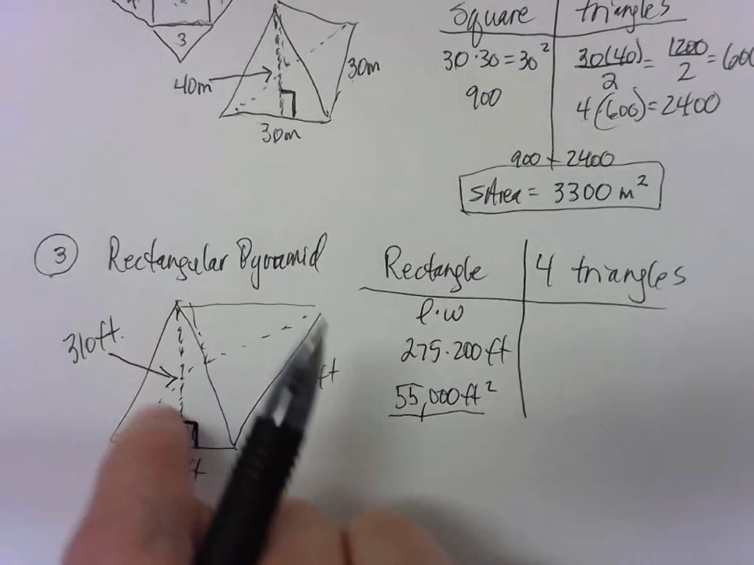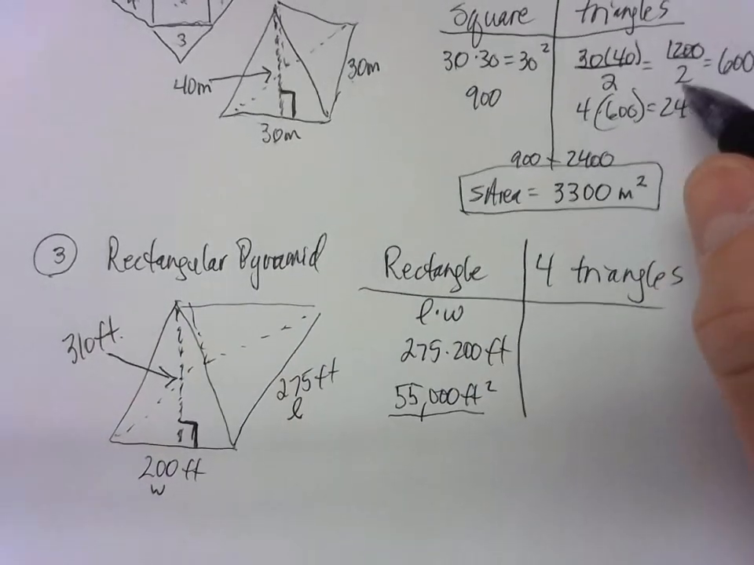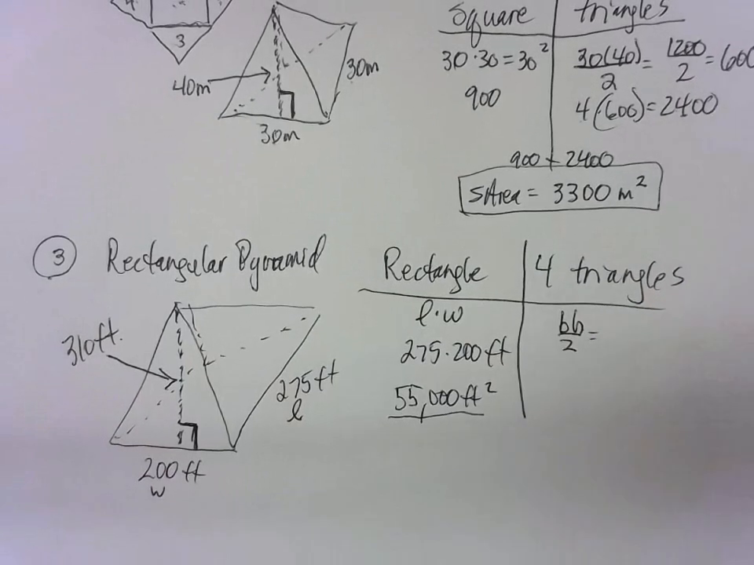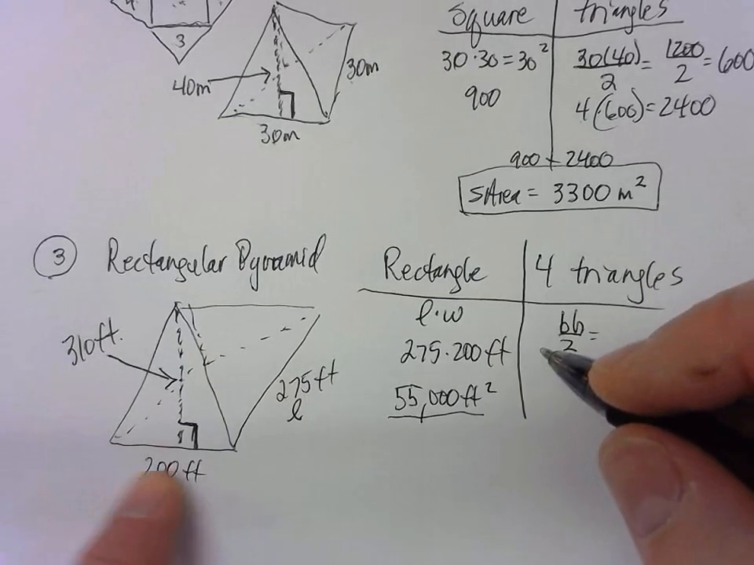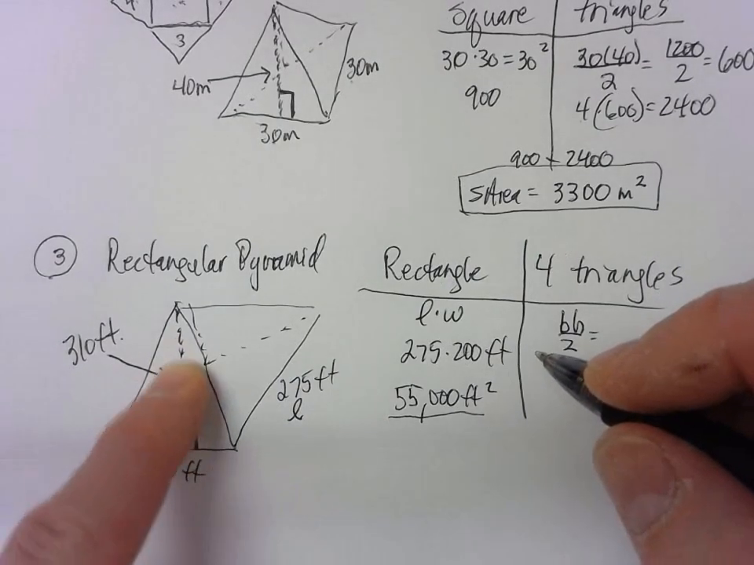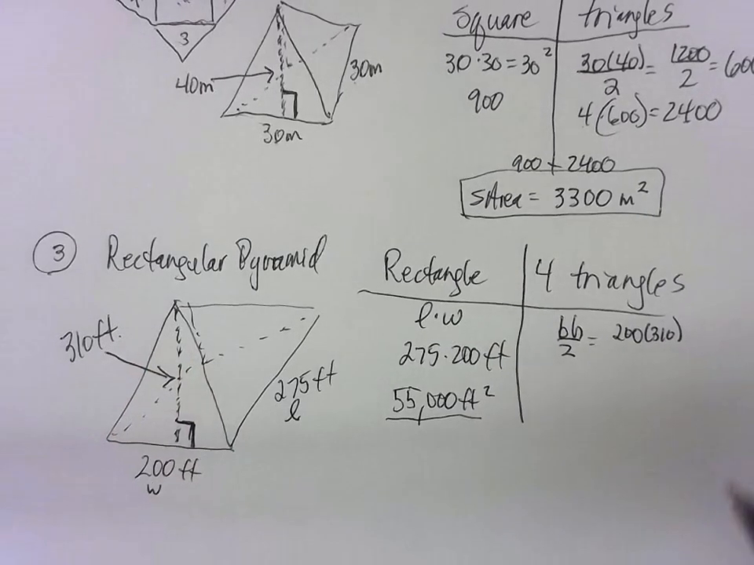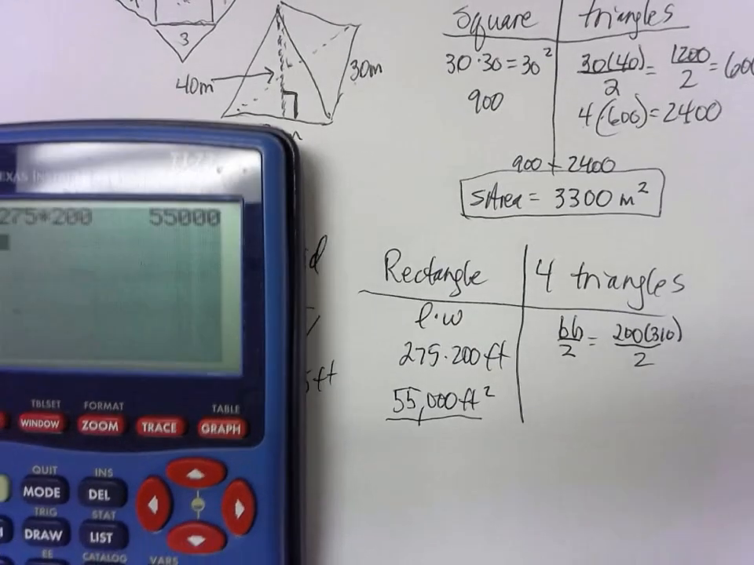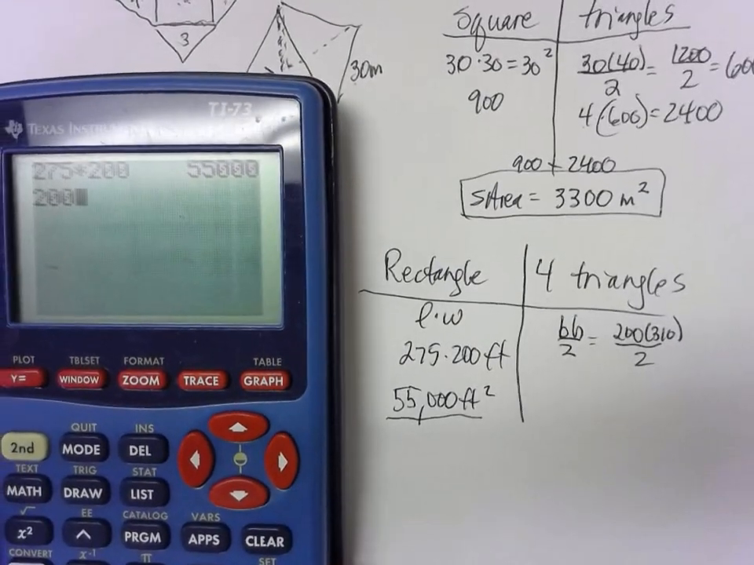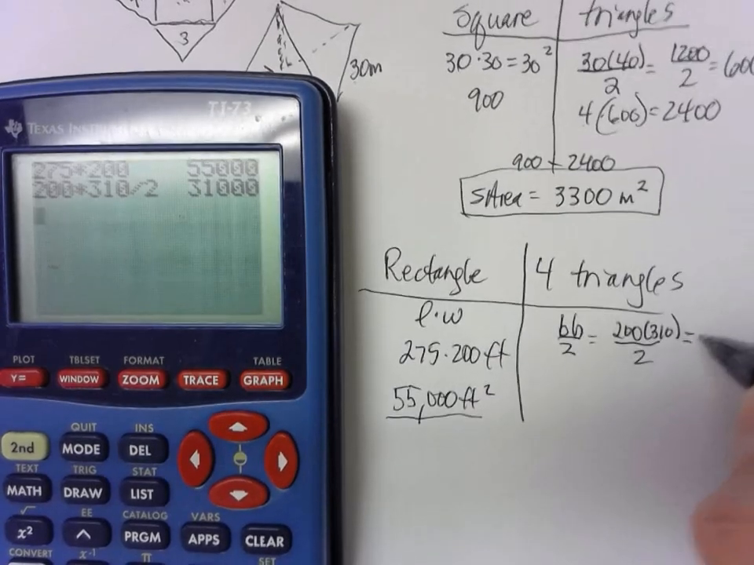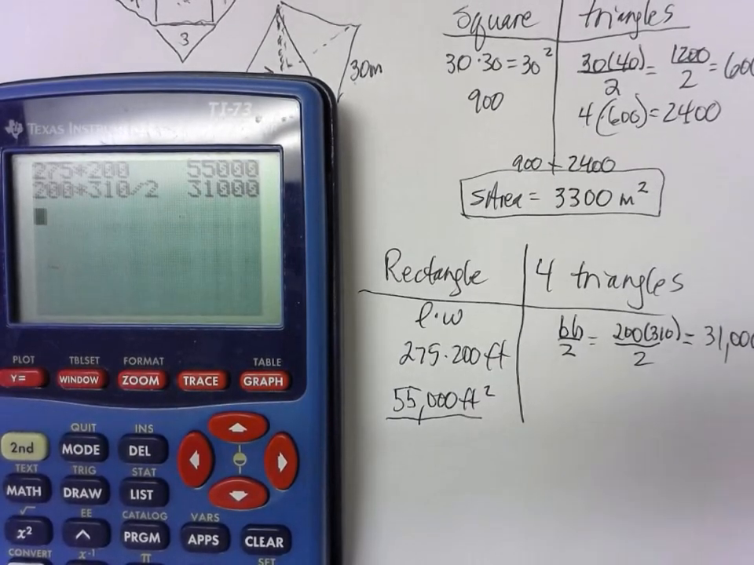Now I've got, of course, 4 triangles that are going around it, so we're still going to use the same formula that we used up here. For a triangle, of course, it's base times height divided by 2. Hopefully you can see all that. Alright, so the base of the triangle is 200, the height of it's 310, so 200 times 310 divided by 2, and that's 31,000.